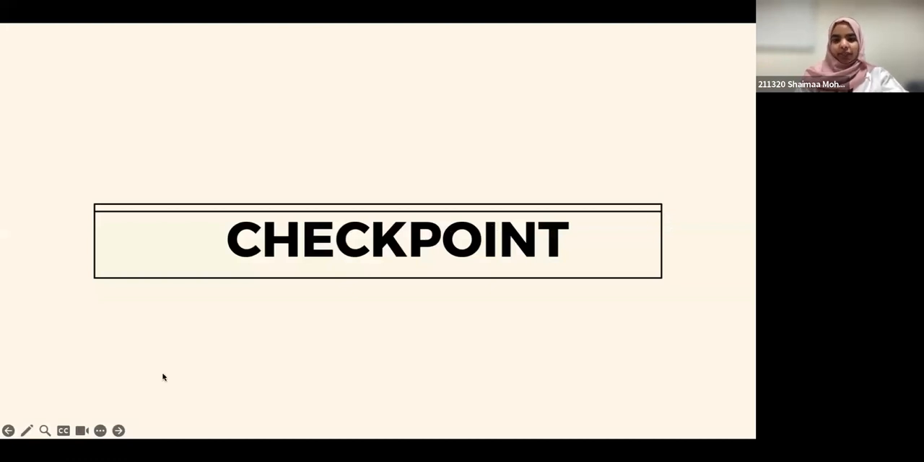So now checkpoint. Do you have any questions related to these staining techniques?